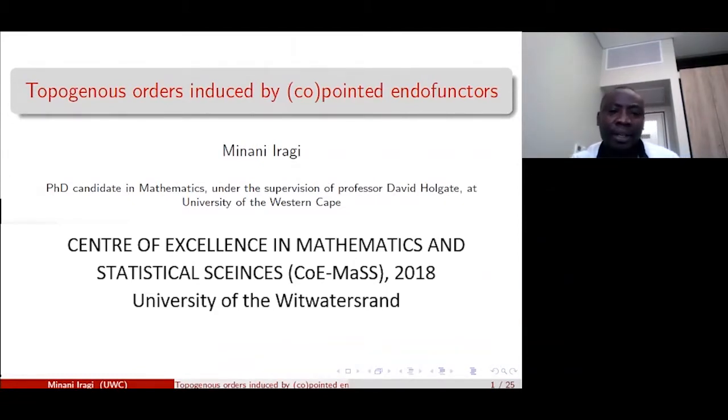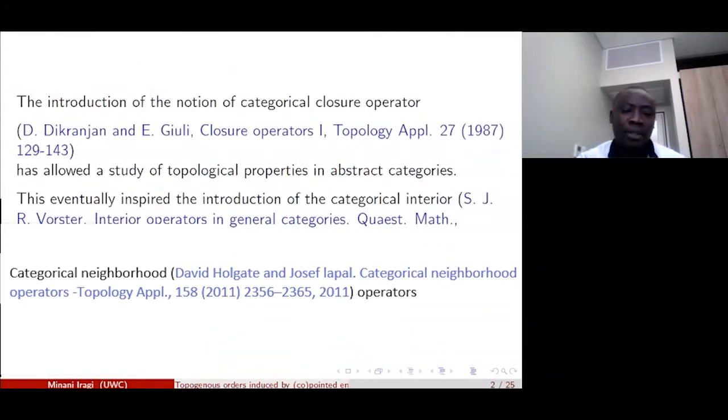Our talk today is on topogenous orders induced by pointed and co-pointed endofunctors. This talk was motivated by the work of Dikranjan and Giuli, who introduced the notion of closure operators on abstract categories. And this notion of categorical closure operators has played a very important role in allowing one to study a number of topological properties in abstract categories.